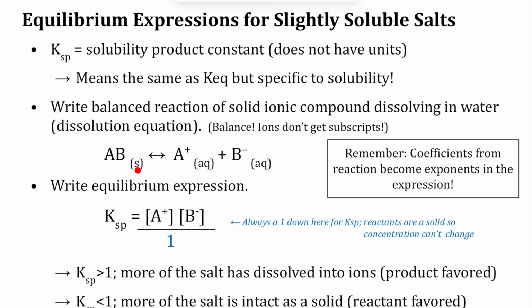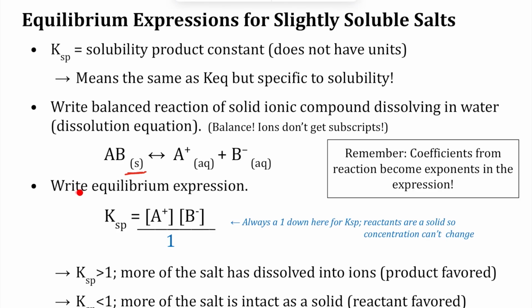You always are going to have a neutral solid ionic compound as your reactant. Your products are always going to be those aqueous ions. And then you need to balance. Ions never get subscripts. It doesn't matter if it's diatomic. It's not neutral, so it gets whatever the charge is. And then we write our equilibrium expression. And remember, we don't include solids in an equilibrium expression because solids don't have a changing concentration. And with equilibrium, we're looking at how gases and aqueous solutions are changing concentration in that equilibrium process.